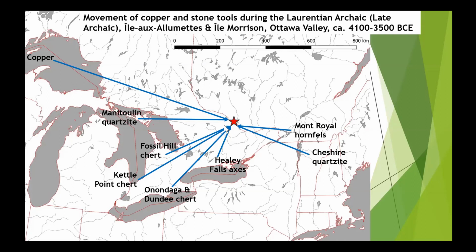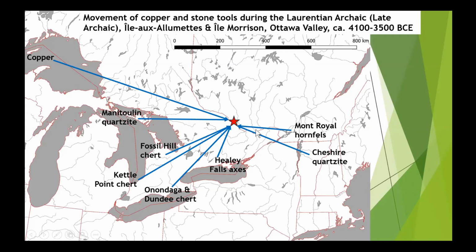So clearly from this map, you can see that the people at Willamette and Morrison, far from being isolated, are well connected to this Laurentian Archaic world and even to the upper Great Lakes here and to what is referred to sometimes as the Old Copper Culture. And they're clearly connected to the west, to Southern Ontario groups, and even down the Ottawa Valley to Montreal. Possibly the Cheshire quartzite is coming via Montreal.